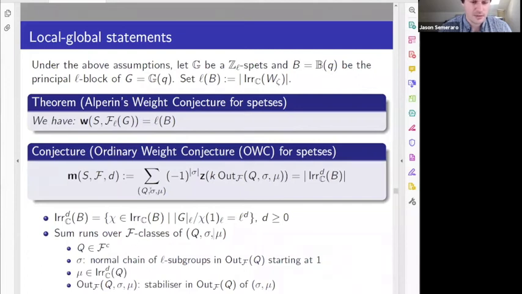And I've given you a little bit of information about what this actually means. Q is a centric subgroup here. Sigma is some normal chain of l-subgroups in the automorphism group Out_F(Q), starting at 1. Mu is an ordinary irreducible character of defect D of Q. And these Out_F(Q)_{sigma,mu} are stabilizers inside Out_F(Q) of pairs sigma, mu. So it's a definition of something which one can actually calculate if one wants to.